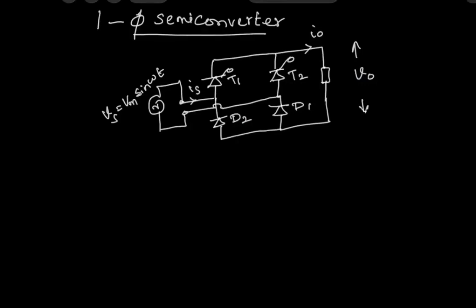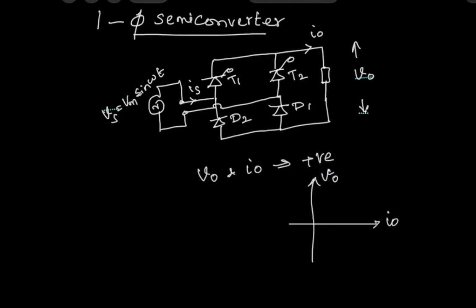Now this converter can be operated with V0 and I0, with both being positive. Since V0 and I0 both are positive, we will be able to get only the first quadrant of operation. That is, if we draw the quadrant of operation against V0 and I0, we will get only the first quadrant of operation. That is why it is called a single quadrant converter, that is, a one quadrant converter.